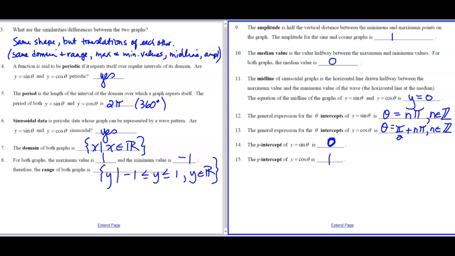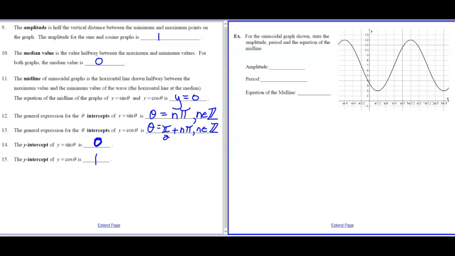Okay, so properties of sinusoidals. You're not given the equation, so you can't actually tell from an equation. You're just given the graph. I'm just going to maximize this again a little bit.